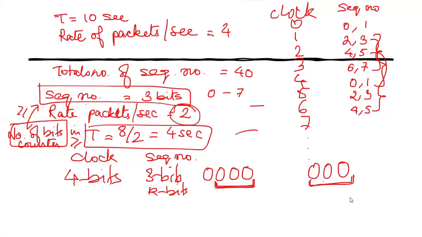So next would be 0. The next clock tick would be 0, 0, 1, so my next sequence number is 0, 0, 1. Then again, the next clock tick would be 0, 1, 0, so my sequence number would be 0, 1, 0. It can go on like this.